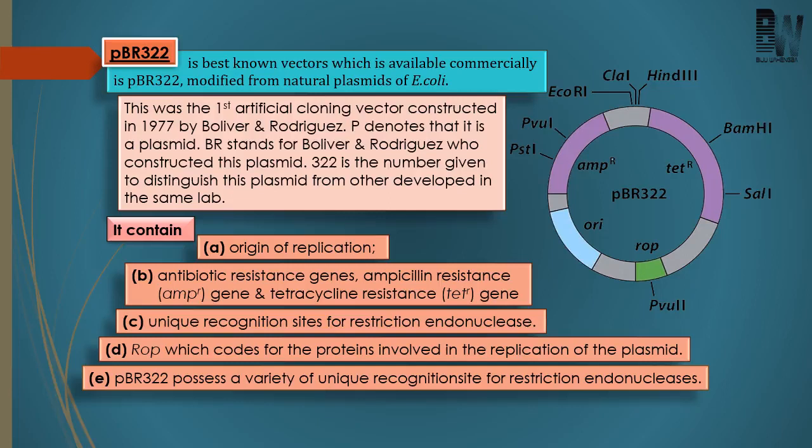So here the two antibiotic resistance genes can also act as restriction sites or cloning sites where the target DNA can be inserted. In addition to this, it also possesses the ROP gene. And this ROP codes for a protein which is involved in the process of replication of the plasmid. And here two unique recognition sites for PstI and PvuI are located in the region of AMPR, and BamHI and SalI are present within the region of TETR. So these are some other features of pBR322.